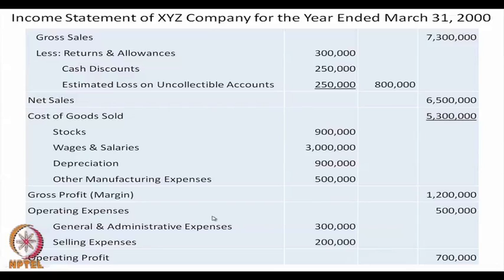Totaling, these are called the operating expenses. These total 500,000 rupees. Therefore, from out of the operations, that is production and selling, the profit, subtracting this 500,000 from 1,200,000, we get 700,000 rupees as operating profit.